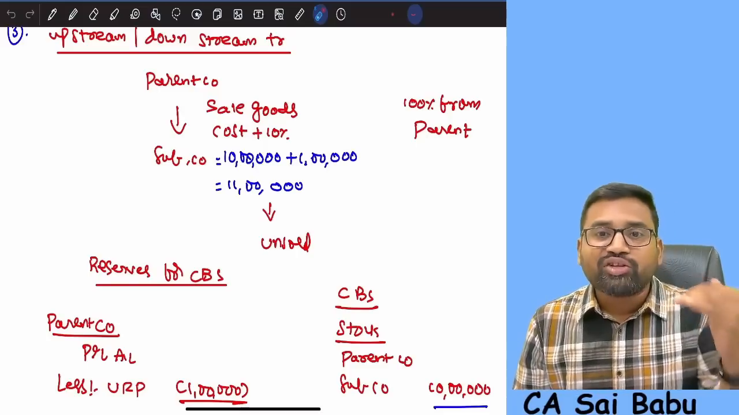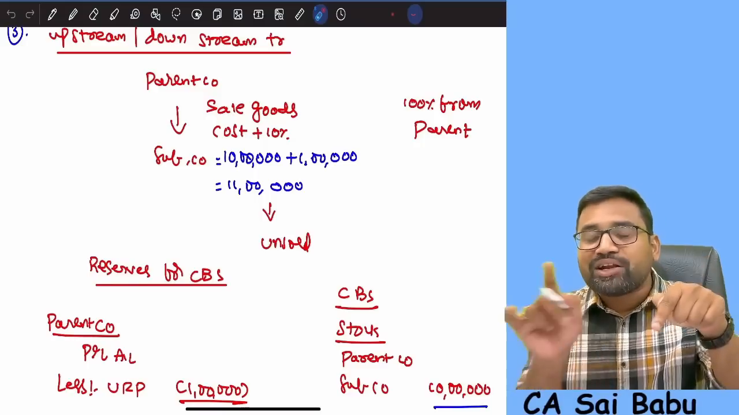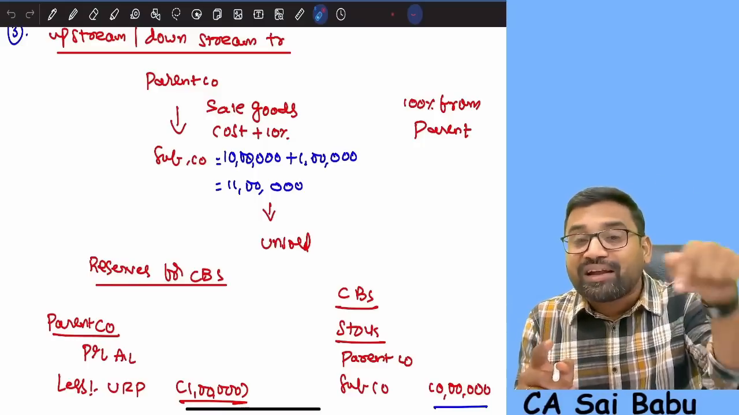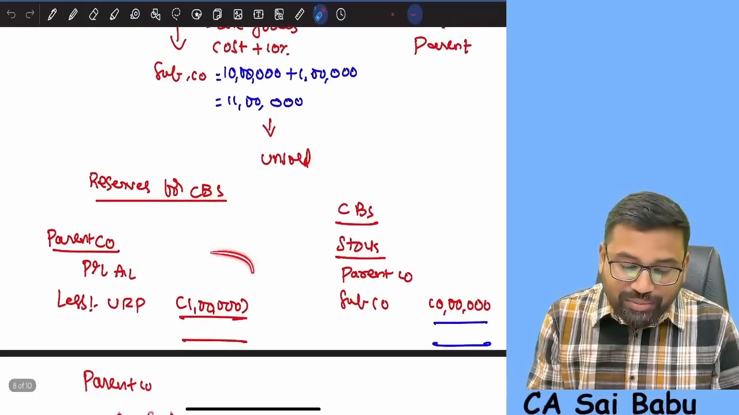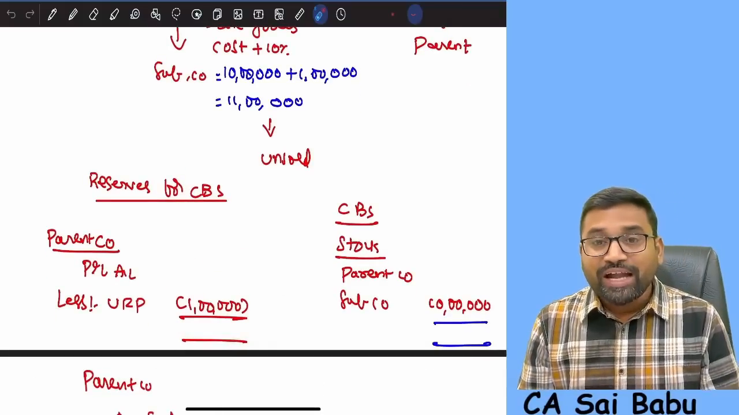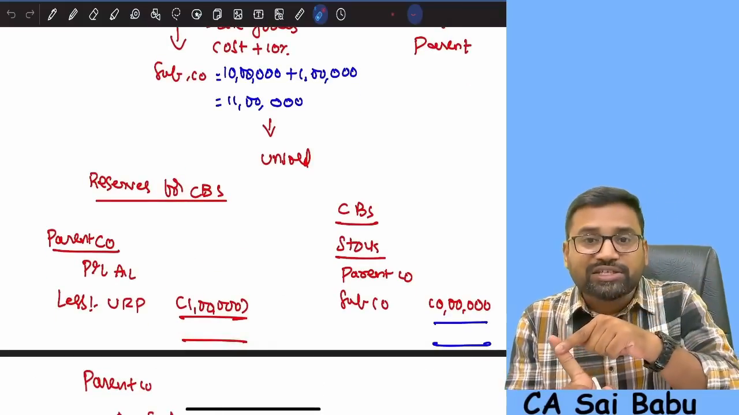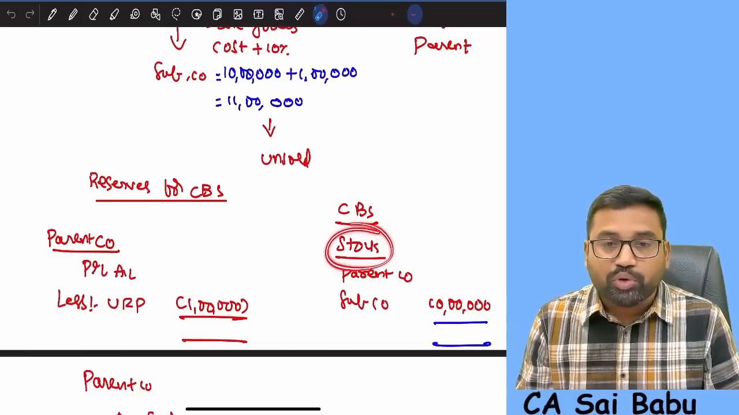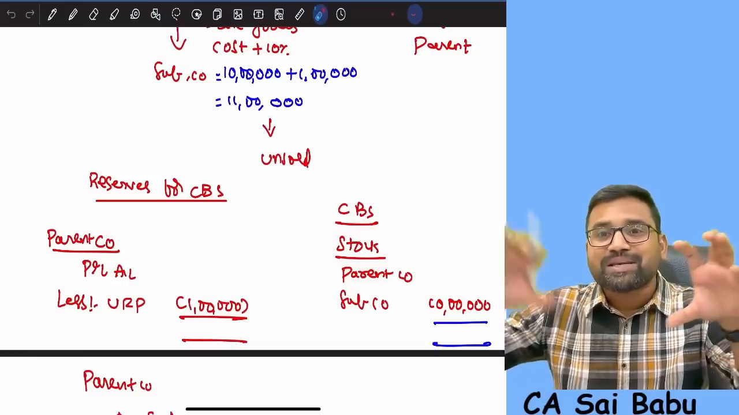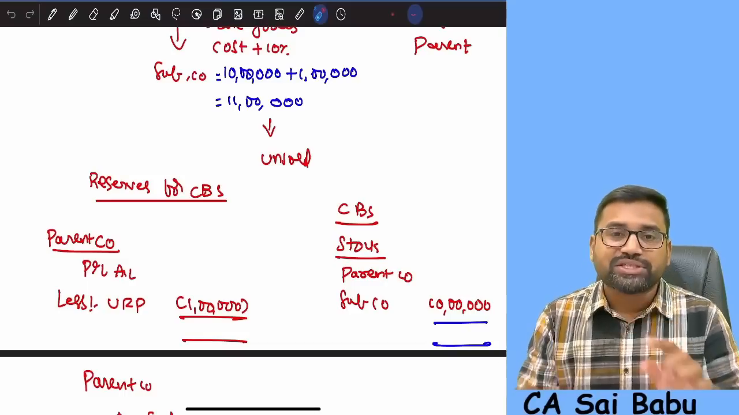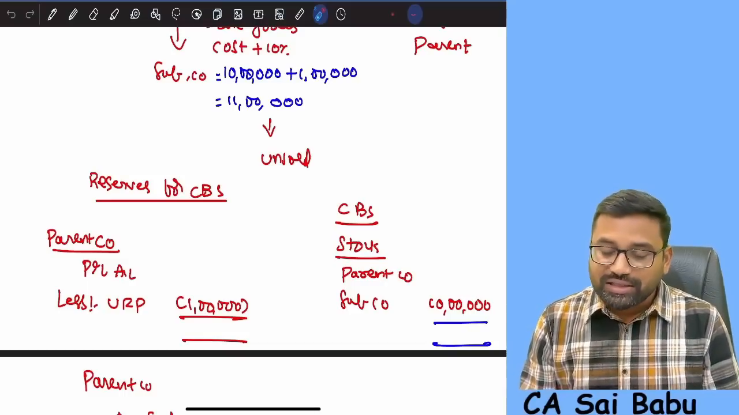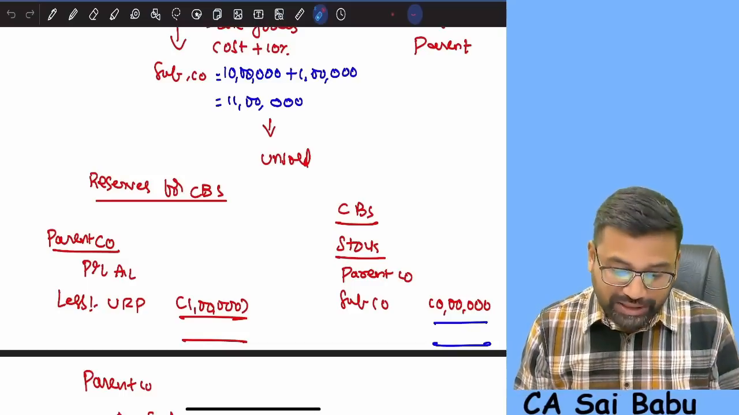From where I need to eliminate? If goods are sold by parent to subsidiary, that profit is there in the parent company P&L account. Therefore, in step number 8, reserves for consolidated balance sheet, you eliminate this URP. And also, when you are preparing consolidated balance sheet, you consider the stock amounts. Parent company stock plus subsidiary company stock. When you're adding subsidiary company stock, in that subsidiary company stock, you know there is an unrealized profit that you eliminate. Consider only the cost part.